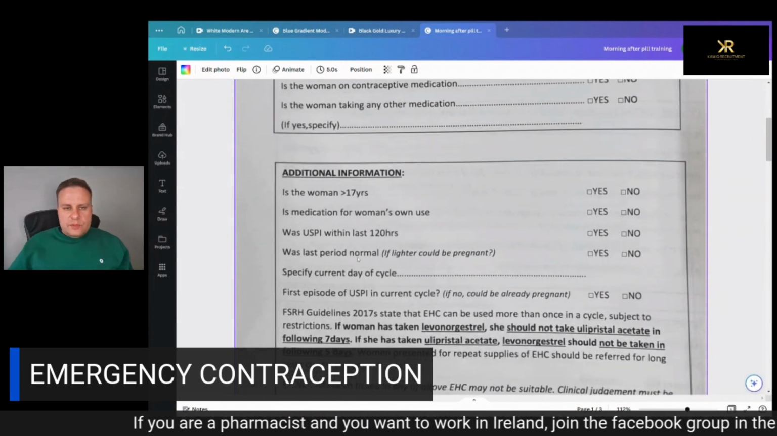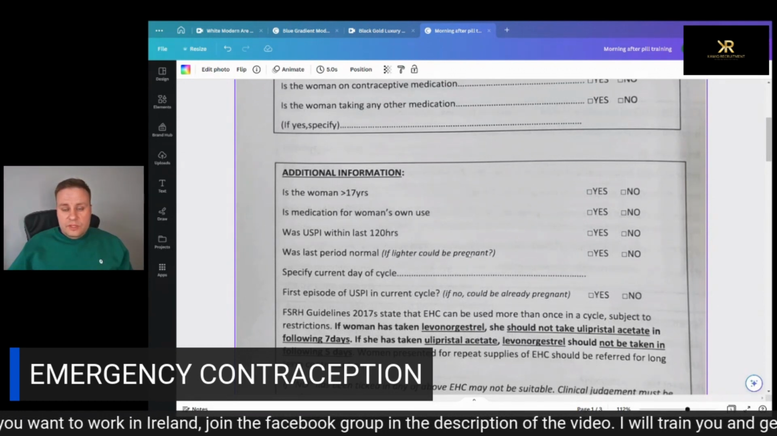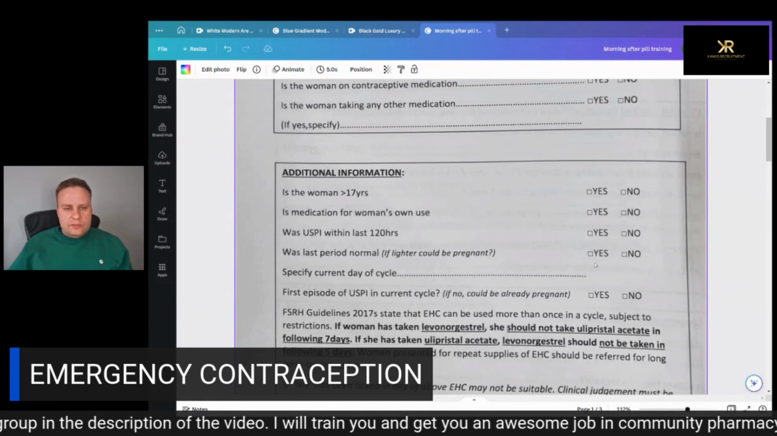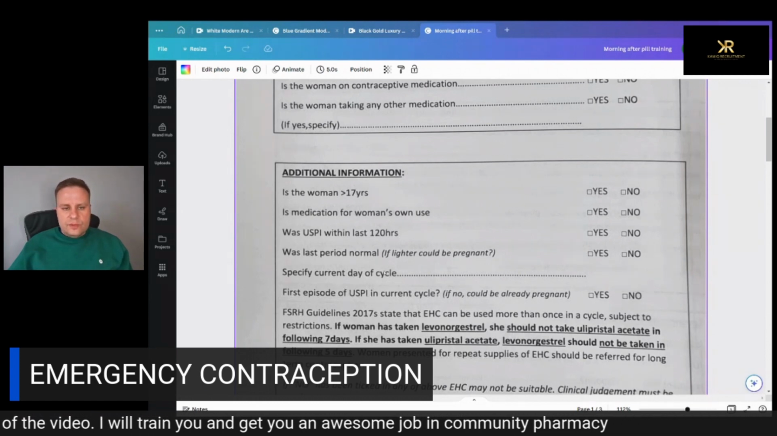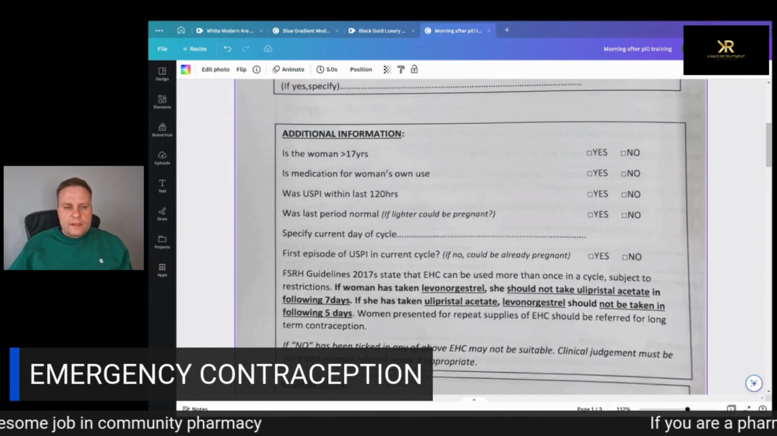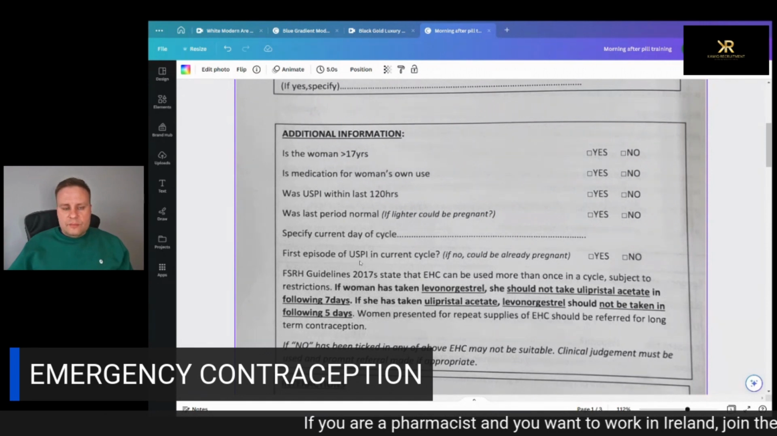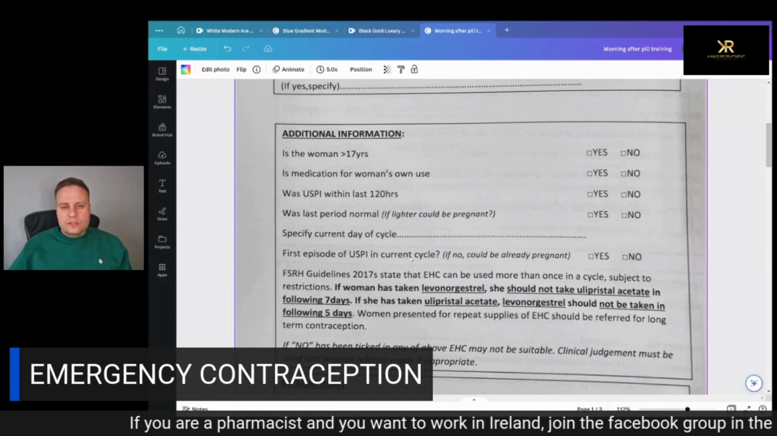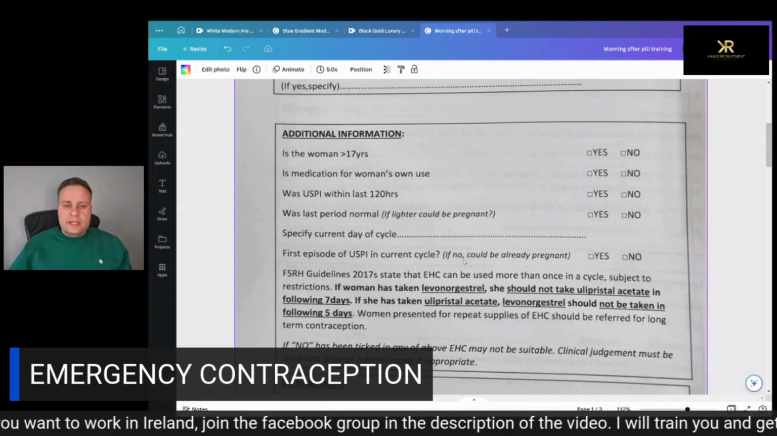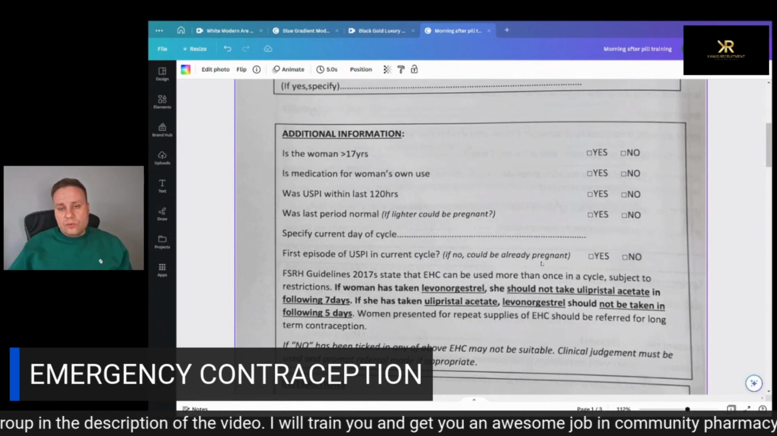Okay, was your last period normal? You have to ask this question because if it was lighter, it could mean that she is pregnant. So you have to take that into account. You have to ask for the current day of the cycle, and you write it here. Now you have to ask if this was the first episode of unprotected sexual intercourse in the current cycle. If it's not the first one, if she already had unprotected sexual intercourse in this menstrual cycle, it could mean that she's already pregnant.